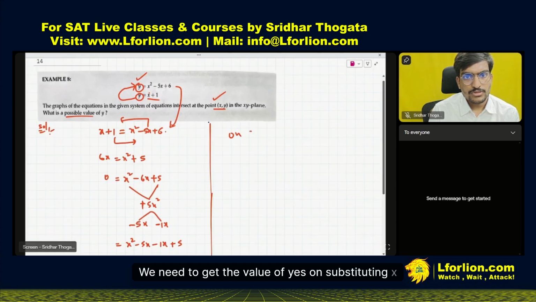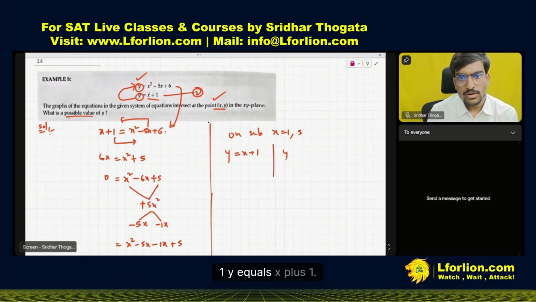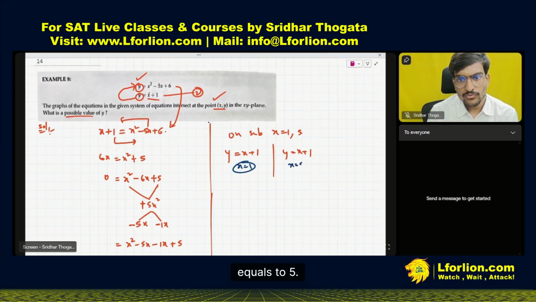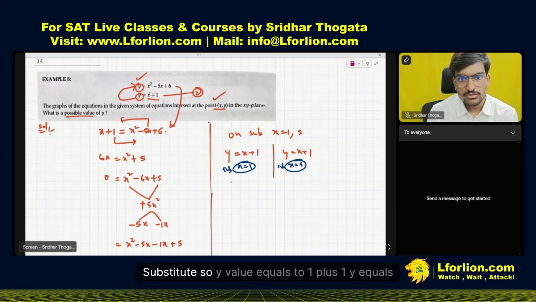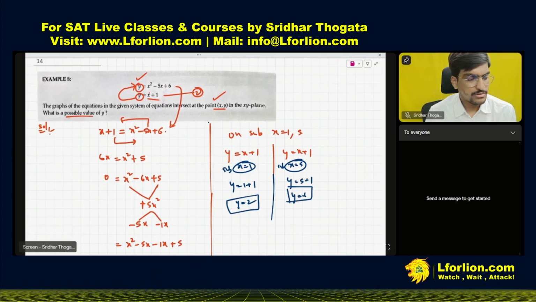On substituting x equals 1, 5 in equation 2, y equals x plus 1. So here we are just substituting x equals 1, x equals 5. So y equals 1 plus 1, y equals 2. And then y equals 5 plus 1, y equals 6. So the y values are 2, 6.